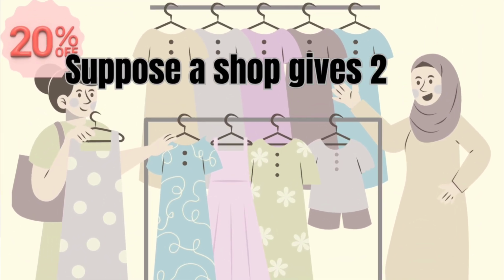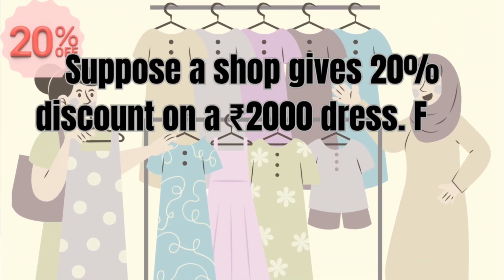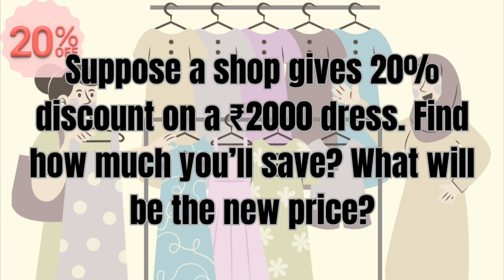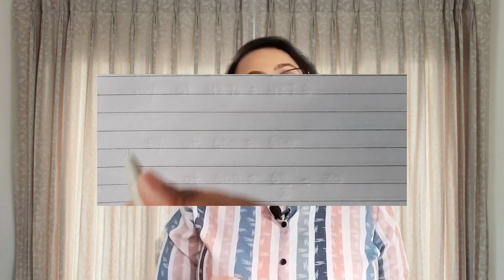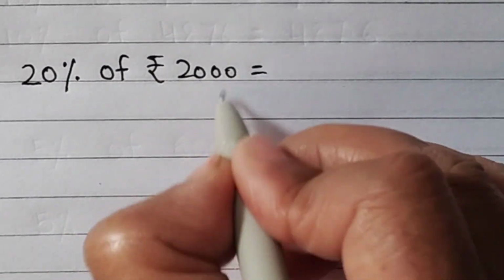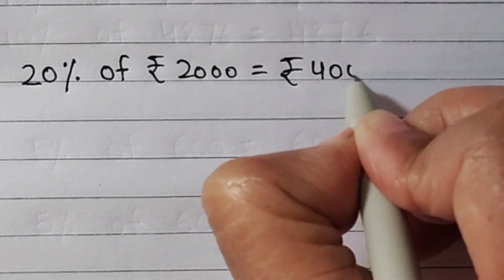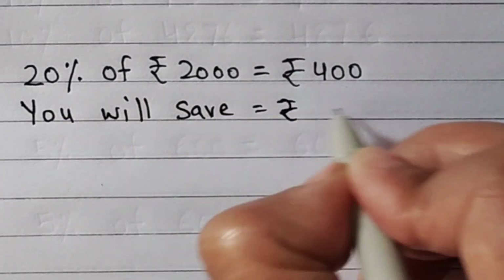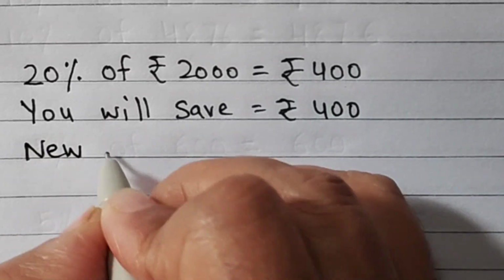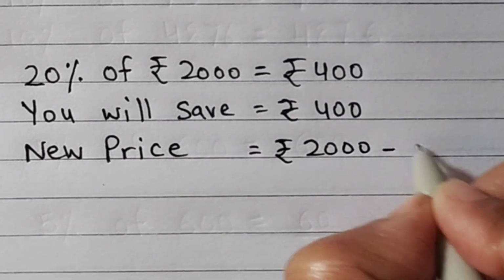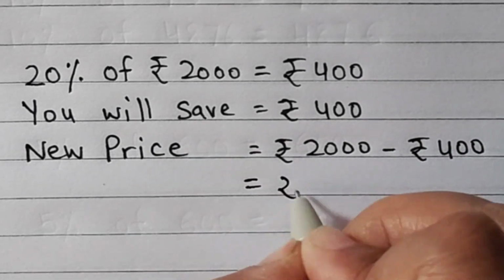Suppose a shop gives 20% discount on a 2000 rupees dress. How much will you save and what will be the new price? So first of all, we will find 20% of 2000 rupees. 10% of 2000 is 200 and 20% is 400. That means you will save 400 rupees. And what will be the new price? New price will be 2000 minus 400, which is equal to 1600.